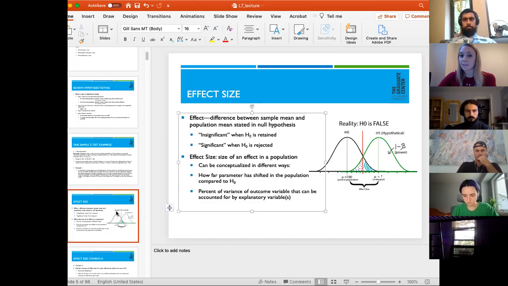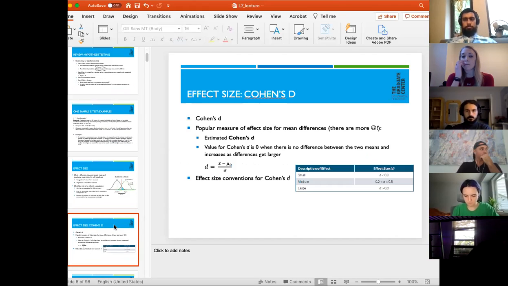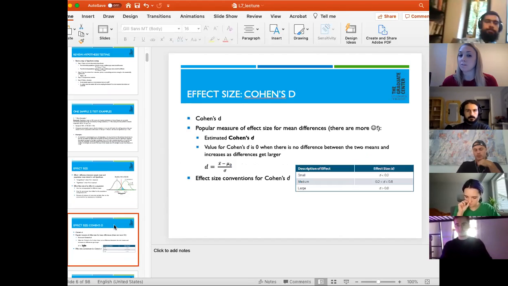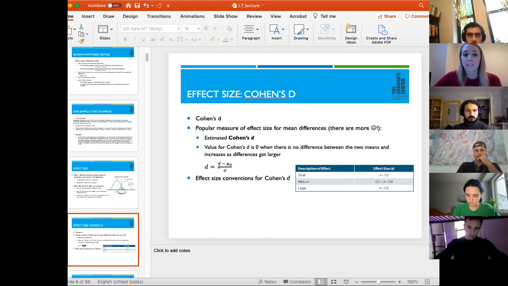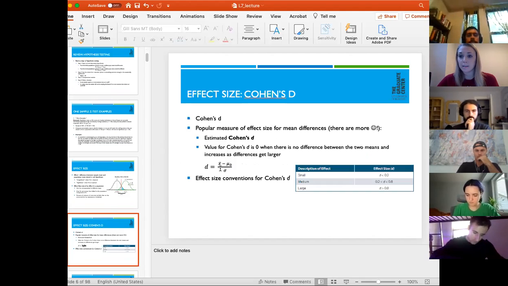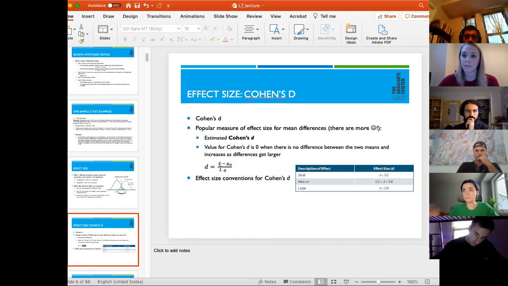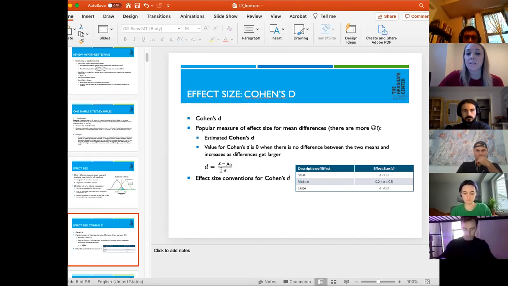For a one sample z-test, one of the most common ways to calculate effect size is called Cohen's d. We'll also see this for the one sample t-test as well. Cohen's d essentially takes your sample mean and subtracts it from your population mean, no different than what we did earlier, 103 minus 100. And then you divide by the population standard deviation.